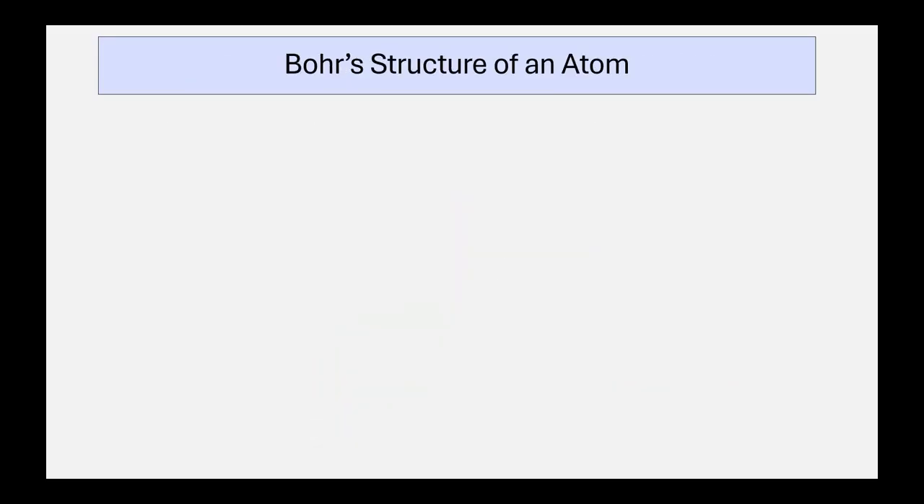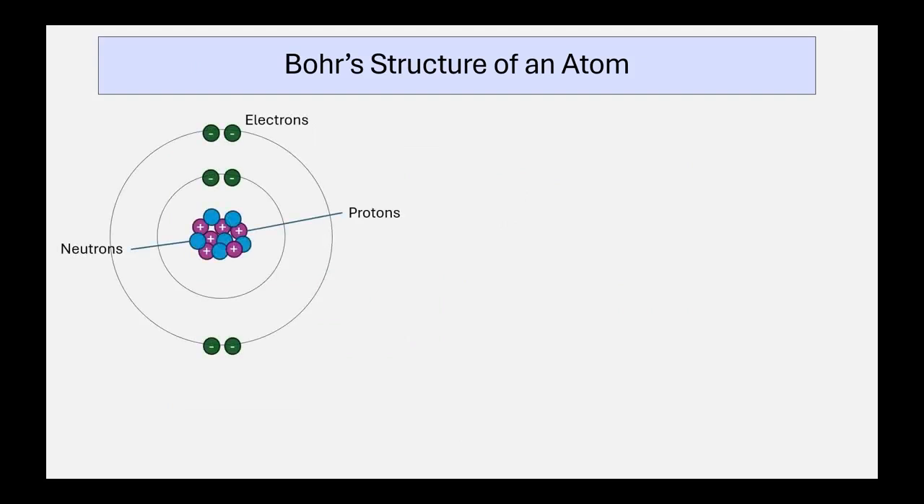Now let's look at Bohr's structure in a little more detail. In the center, we have these blue and purple circles, which we call the nucleus. So it's this big clump, which is positively charged, very positively charged. These positive purple circles are protons. A great way to remember that they are positively charged is P. P for proton, proton P. Nice and easy to remember.